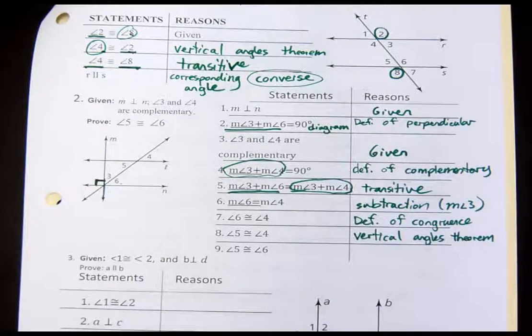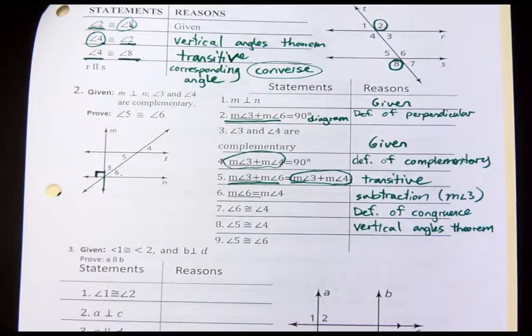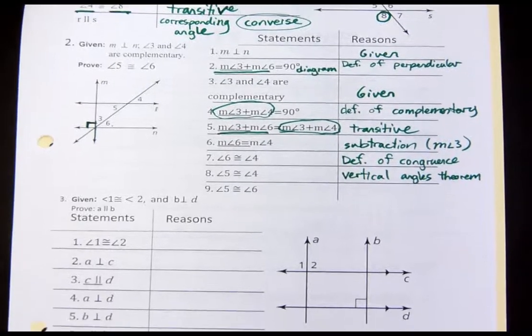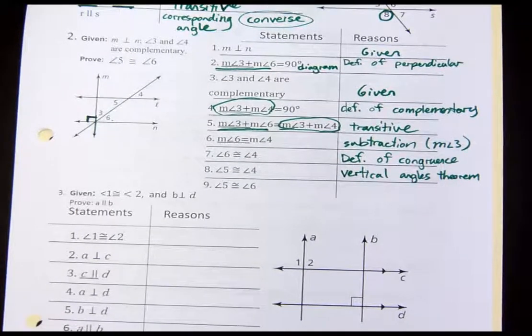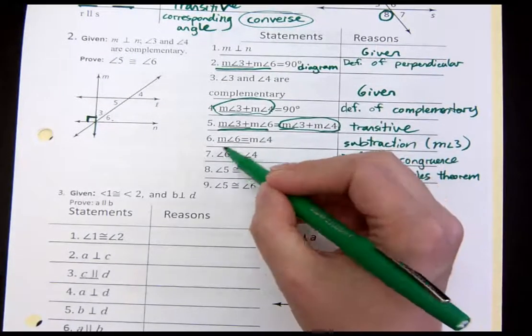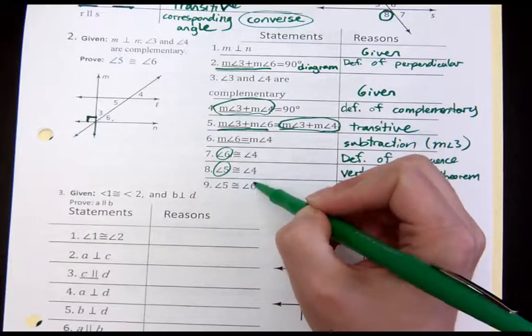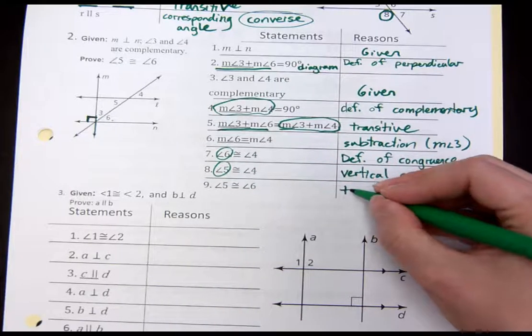And then number 9. Close. Transitive, because again, we have these two things are both congruent to angle 4, therefore they're congruent to each other.